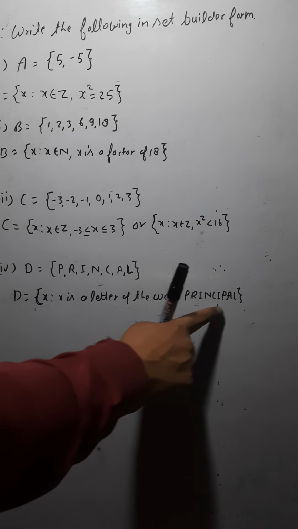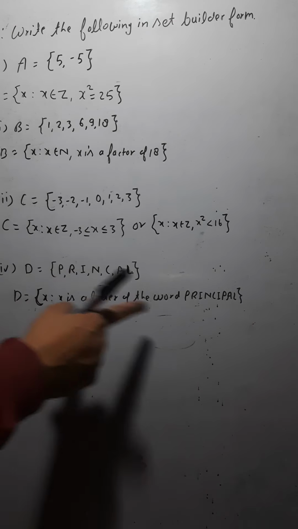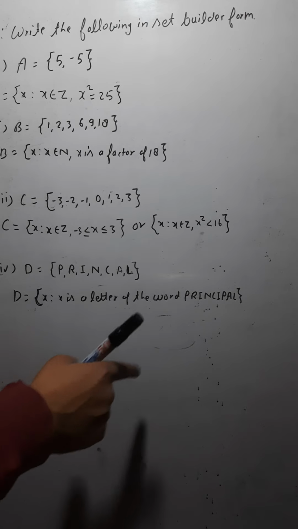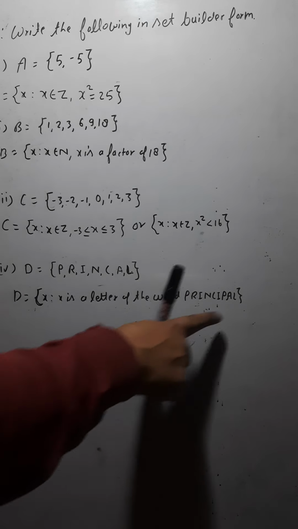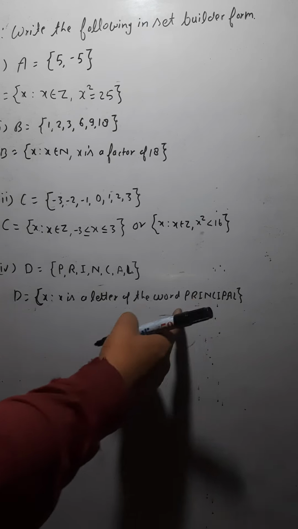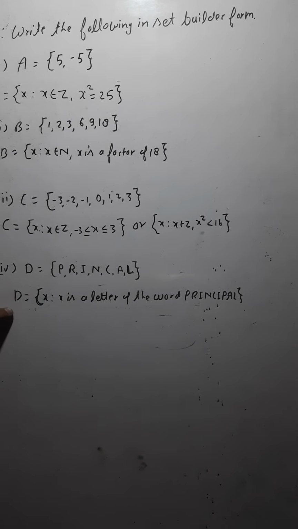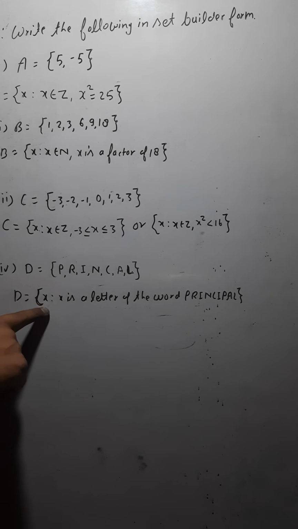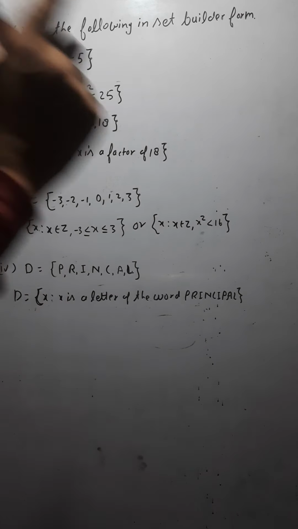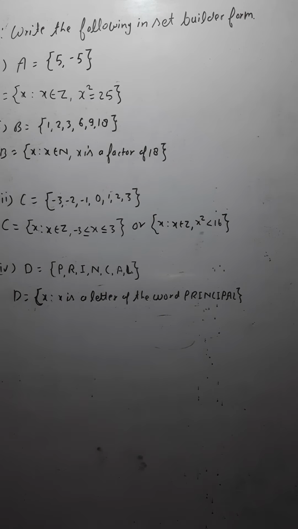means all the letters which are there in the word principal are here also, like P is there, R is here, I is here, N is there, C is here, A is here, L is also here. All the letters which are there are here also. So you can write, you have the set D which contains the element x such that x is a letter of the word principal. So this is how you would represent the given set in set builder form. Some more questions I have, but before this you note it down.